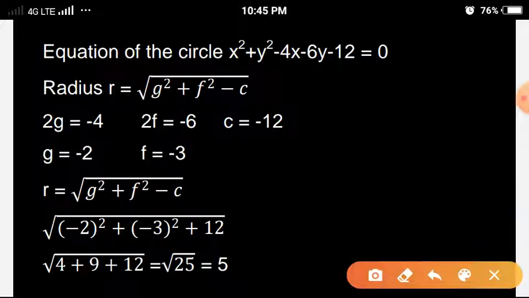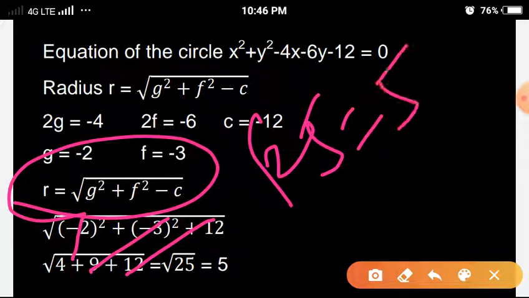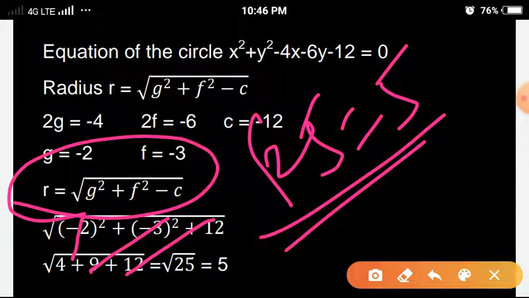Then the radius of the circle is square root of g square plus f square minus c. Here we got the values of g and f. Minus 2 square plus minus 3 square minus c, which is minus 12, so plus 12. 2 square means 4, 3 square means 9, 4 plus 9 is 13, 13 plus 12 is 25, root 25 is equal to 5. Then the radius of the circle is 5.